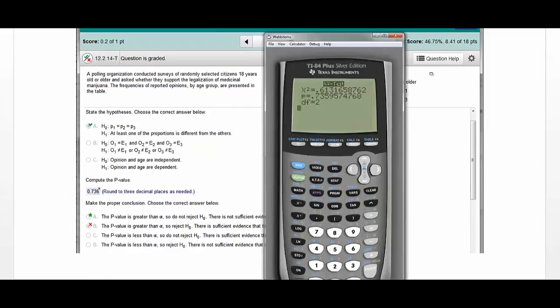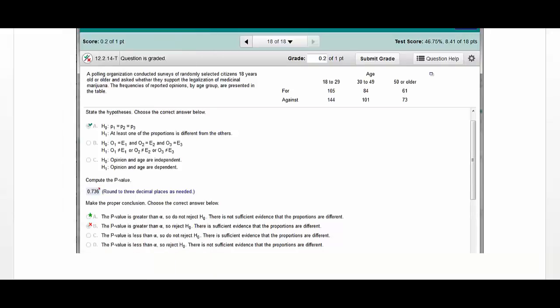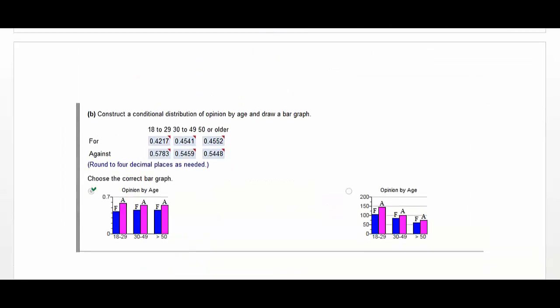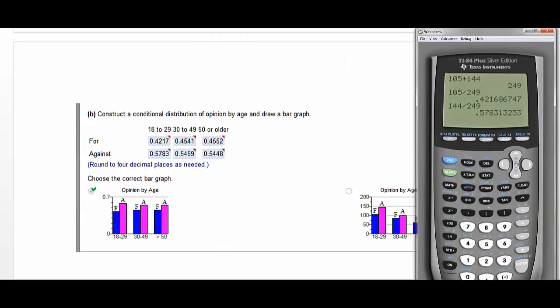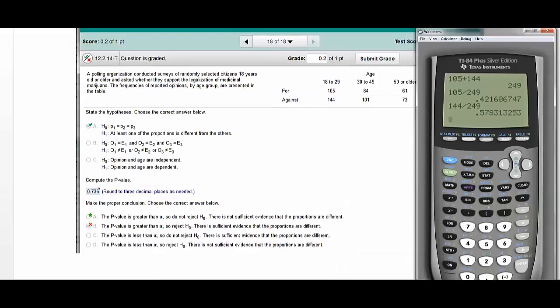So if I add up, let me clear out that. So I'm going to add up 105 plus 144, gives me 249. And I'm at 105 divided by 249. And 144 divided by 249. And so that's where I get, let's just see that again. So we get 0.241 right there, and then 0.578 right there. And then repeat. Let me go up to the 38 to 49 and do the same thing.